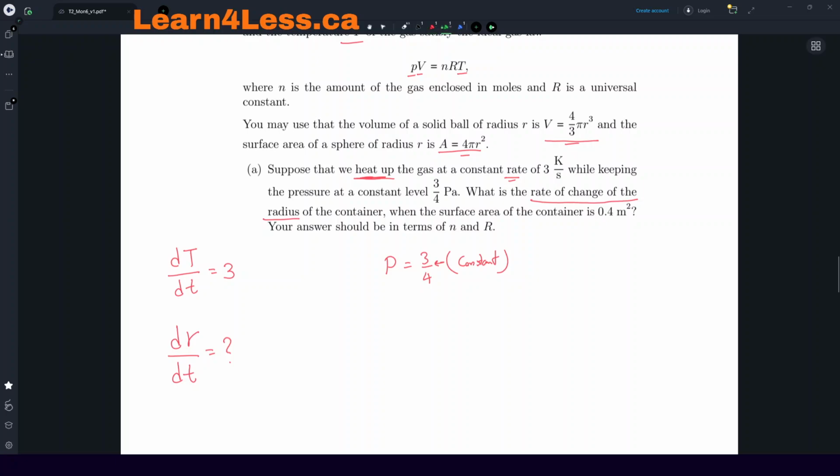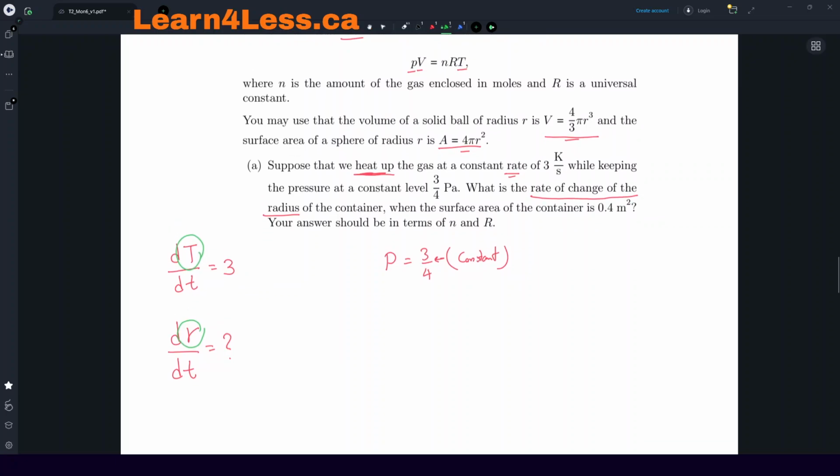So before relating these two rates with each other, what I usually suggest is to find the relation between T and R, the relation between the temperature and the radius. What is the relation? A relation is one equation that has T and R within it. So what do we have? We have PV = nRT. This equation has T, but it doesn't have r. But we know how the radius impacts this: it will change the volume of the container.